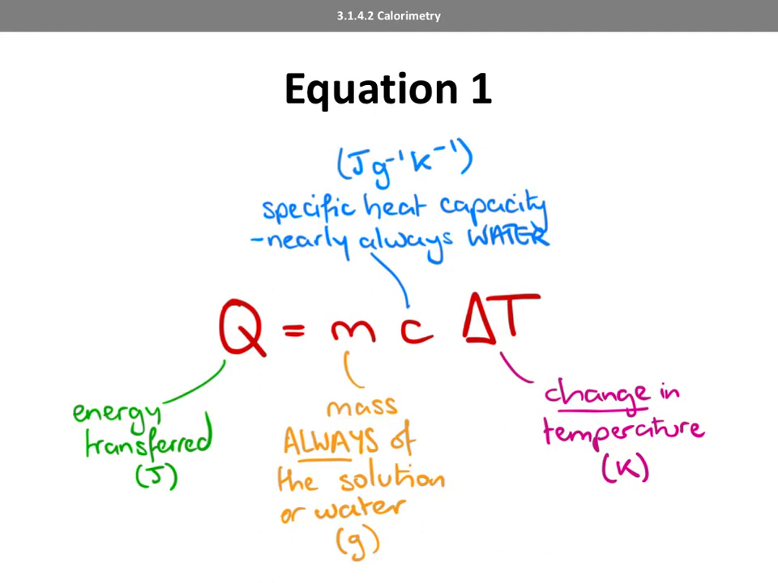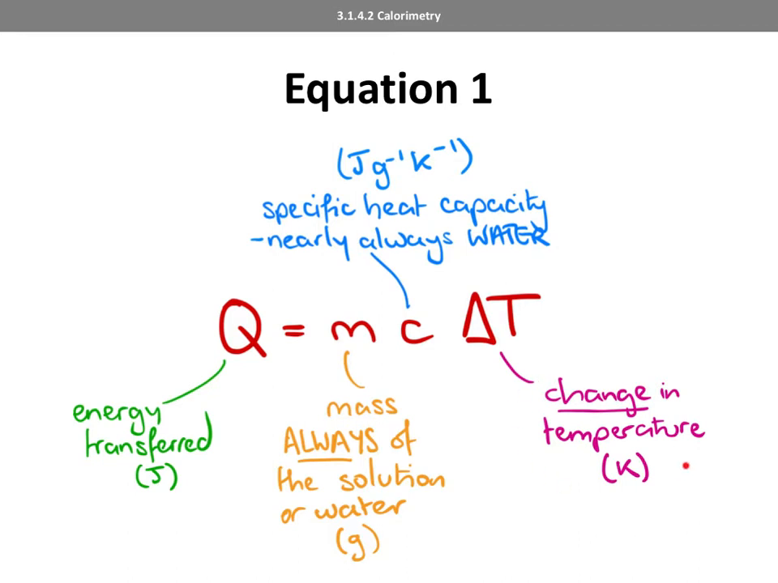Just thinking about the units: if we're talking about energy, then that has to be joules. If we're talking about mass in chemistry, that's grams. If we're talking about temperature change, that's Kelvin. And if we're talking about specific heat capacity, you'll get given the values and the units, but just so you're aware of them, it's joules per gram per Kelvin.